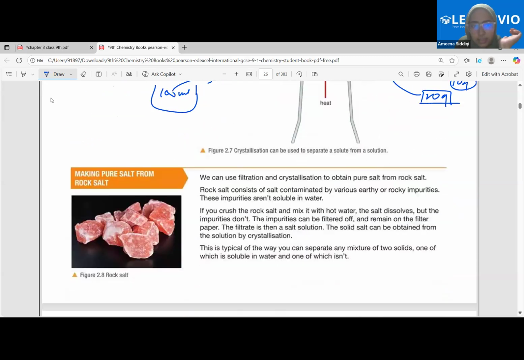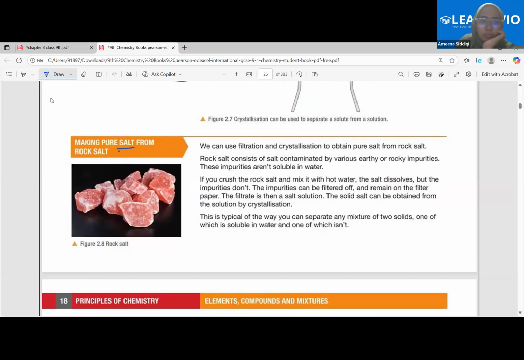The next one: making pure salt from rock salt. How can we do this? We can crystallize salt. How?